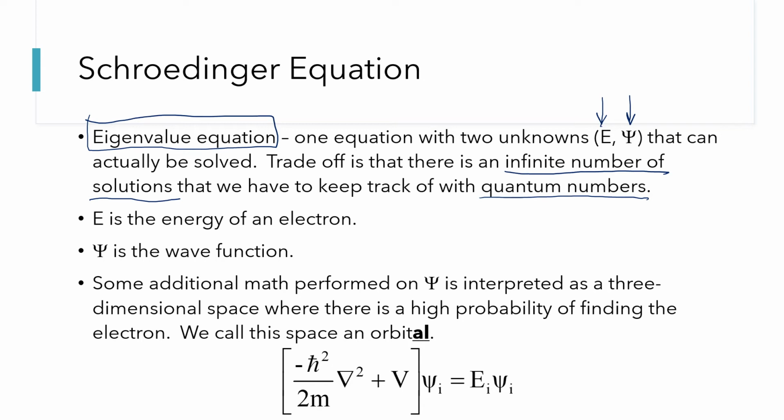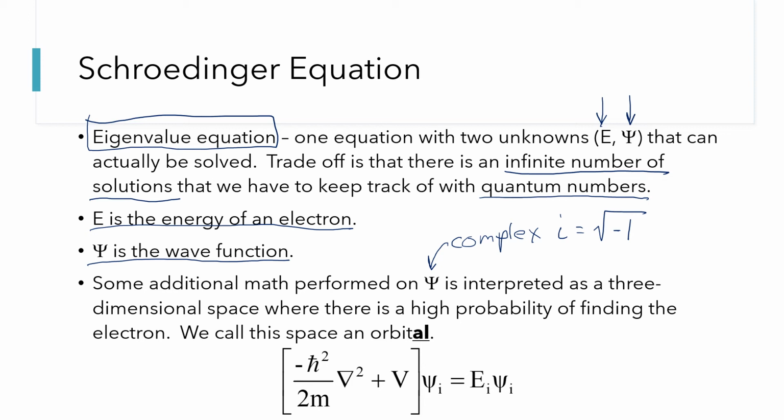E is known as the energy of an electron, and psi is something called the wave function. Once we've solved this equation and we have E and psi, we can do a little bit of additional math on psi, because sometimes psi actually turns out to be a complex number or a complex function, which means that it involves i, which is the square root of -1, known as an imaginary number.